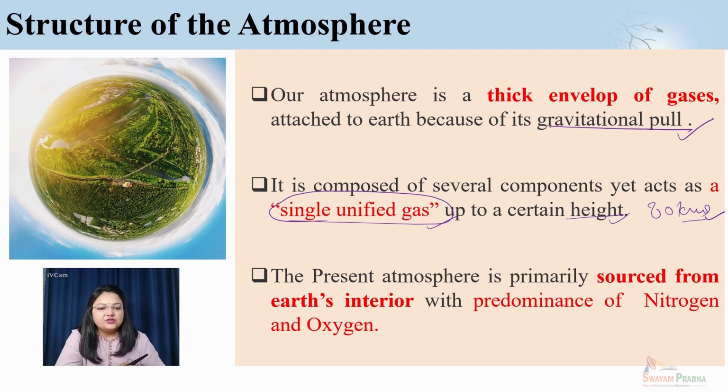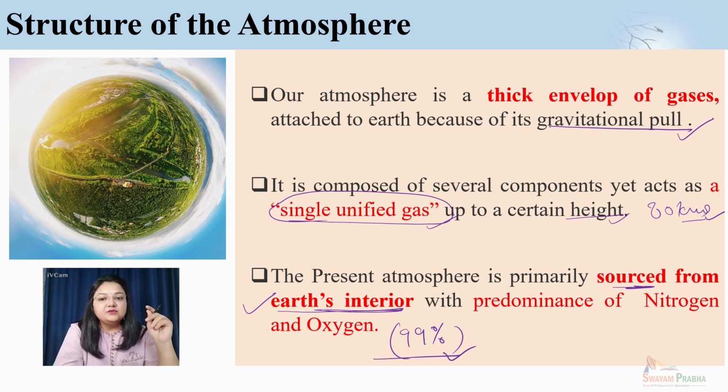The present atmospheric structure can also be studied in terms of its present composition. The present atmosphere is primarily sourced, we have already discussed this, from the Earth's interior, and the composition is predominated with the nitrogen and oxygen gas, making up to 99% of dry air in atmosphere. So the atmospheric structure becomes unique. The atmospheric structure is primarily studied in terms of its composition, in terms of its height from the ground towards the outer space. The structure of the atmosphere is also studied in terms of its temperature and pressure differences, which create different layers in the atmosphere, which we will be discussing.